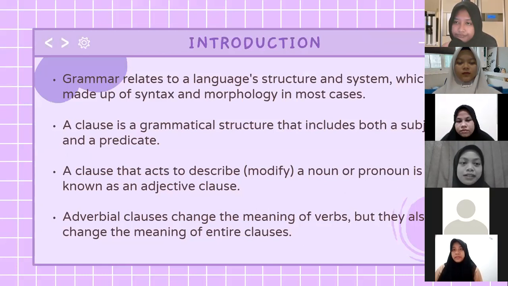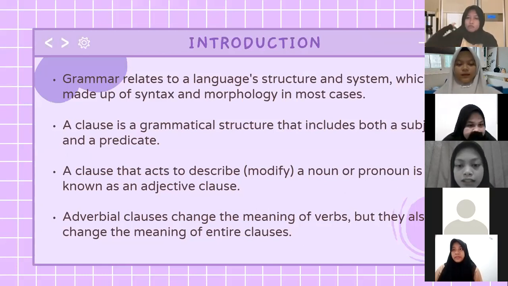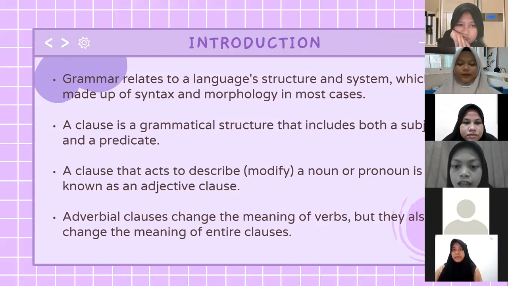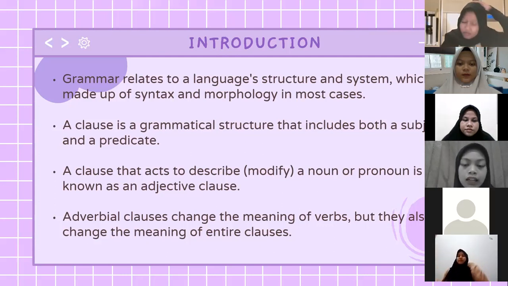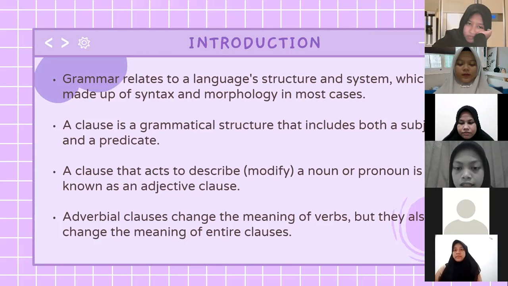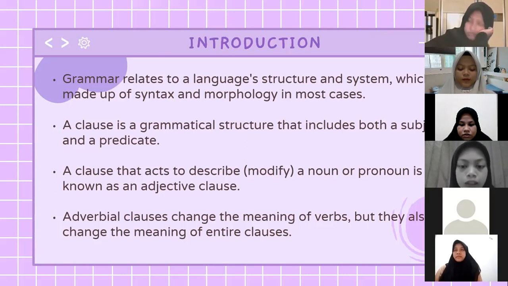Next. Introduction. Grammar relates to language structure and system, which is made up of syntax and morphology in most cases. In writing English, when people use grammar in writing contexts such as books, articles, and journals, it is critical. A clause is a grammatical structure that includes both subject and predicate, and a clause can be either dependent or independent. Complex sentences are composed of adjectival and adverbial clauses.